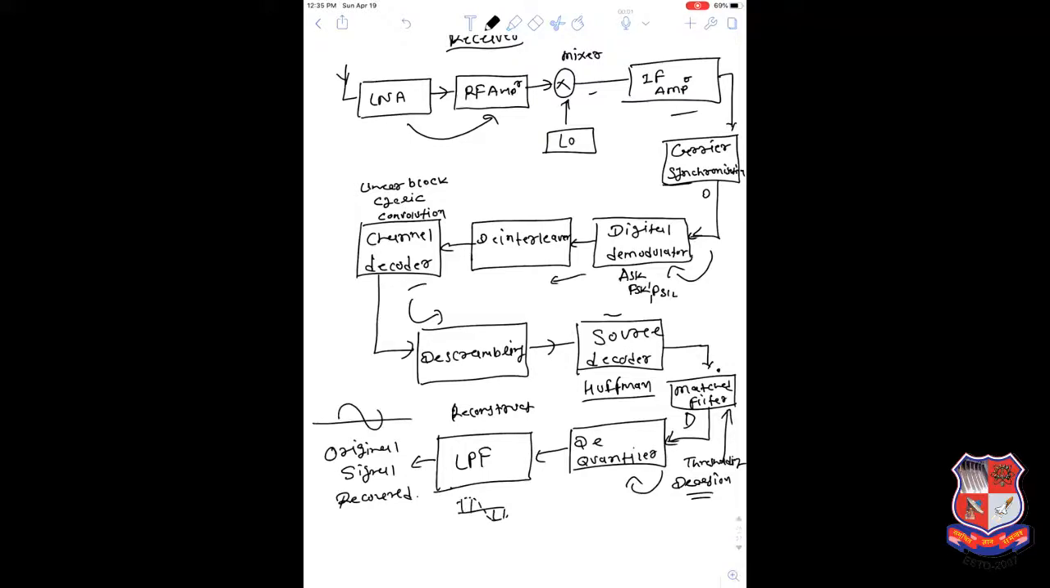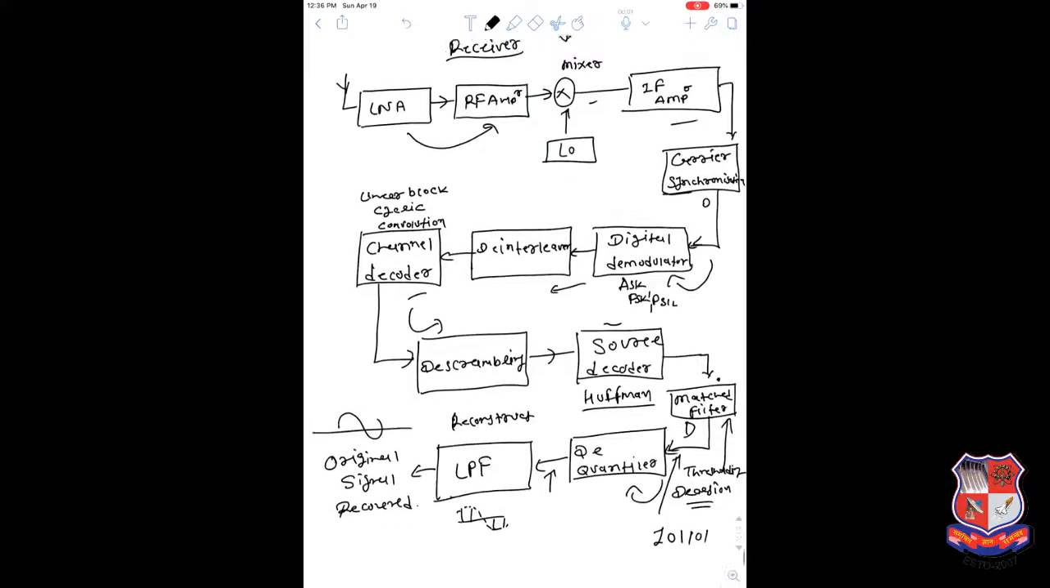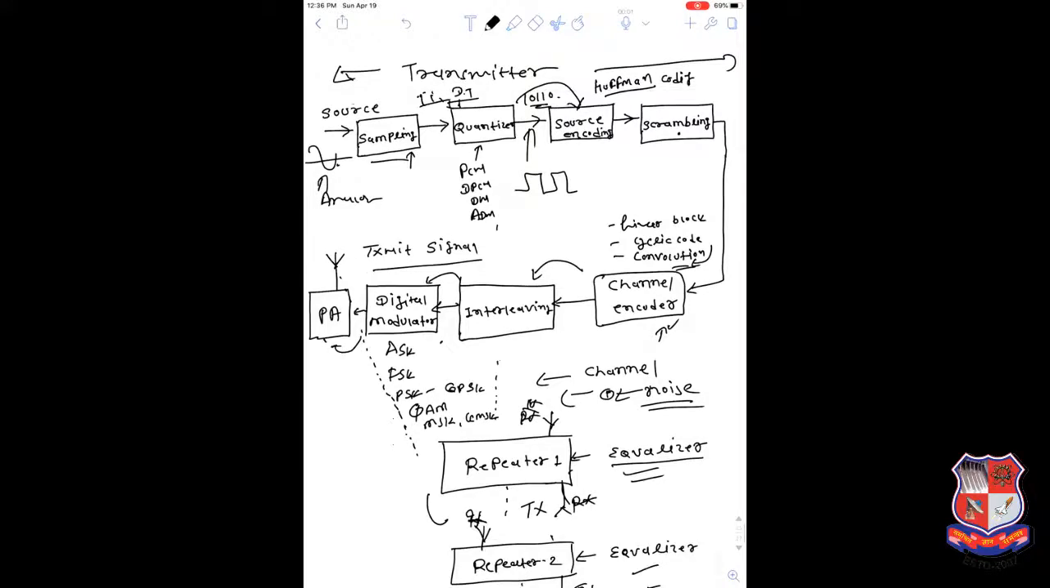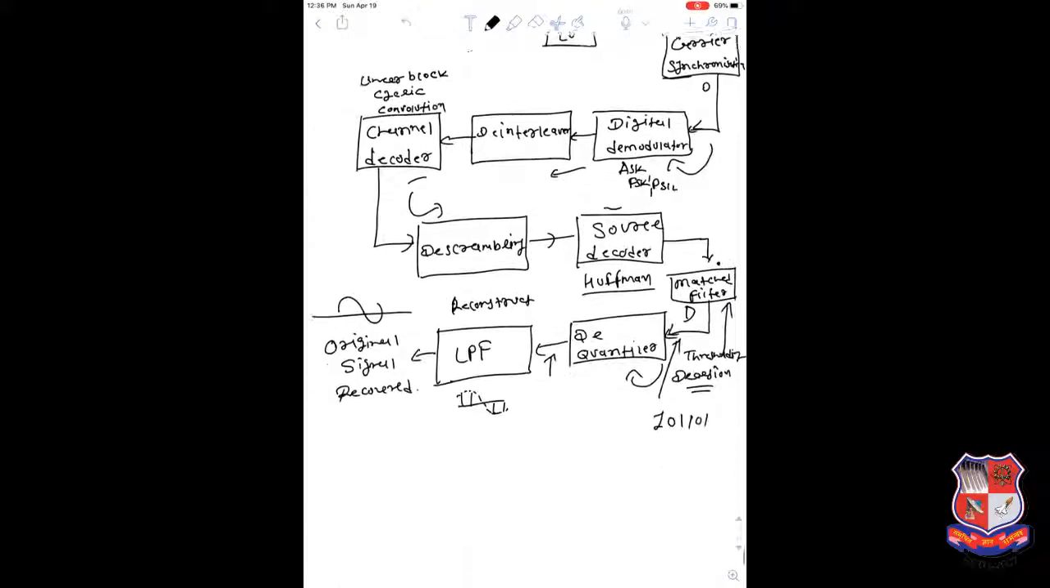Here you are getting the signal in the form of a continuous signal, and here you are getting the signal in the form of binary, like 101101. So that is a totally reverse process. What we applied here was an analog signal, and here we get a discrete-time signal, and after passing through the quantizer, we get the signal in the form of binary. So this is the whole portion about the digital communication scheme.